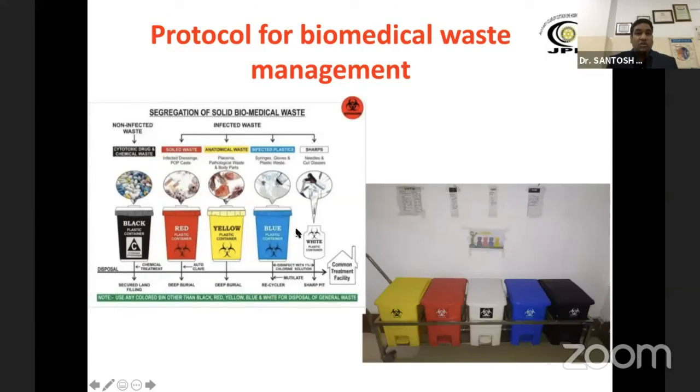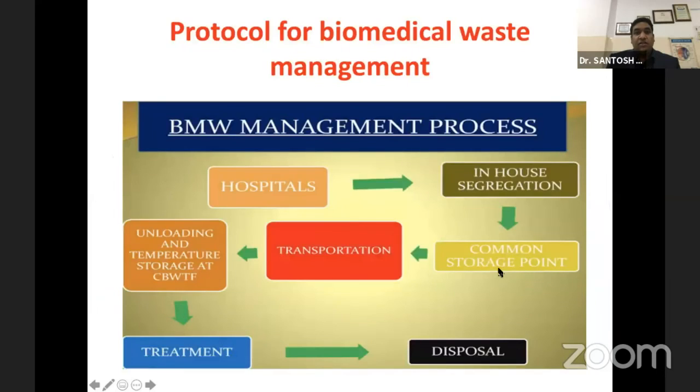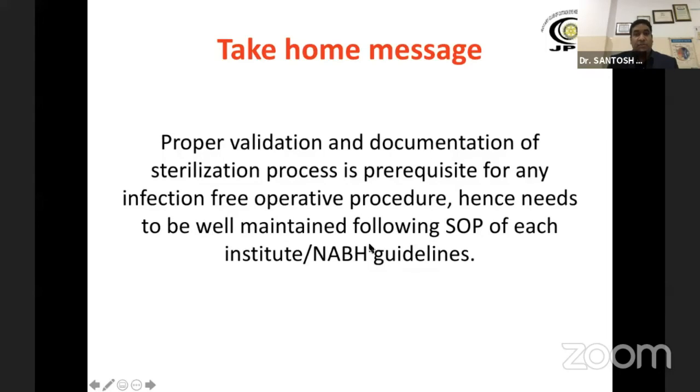Biomedical waste management, we all know there are different colors for different items, and this is how we maintain it in our OT. And this has to be followed in this cycle. We should have in-house segregation of all items. There should be a common place for a storage point, and in our hospital, we have given the responsibility to Saniclean, who does the transportation and unloading in different units, then treatment and disposal. So this covers most of it.